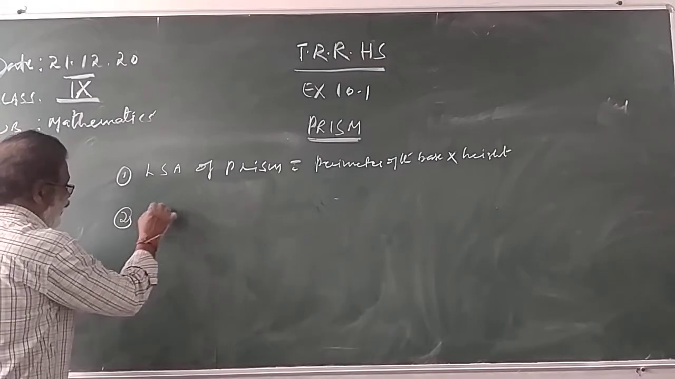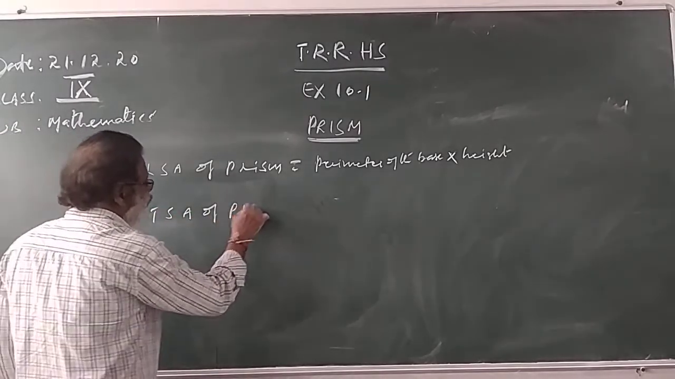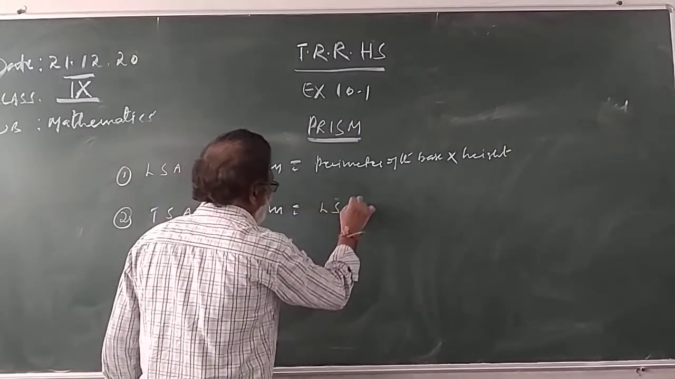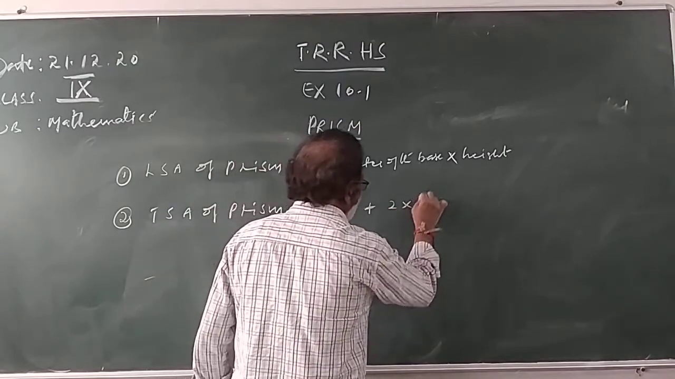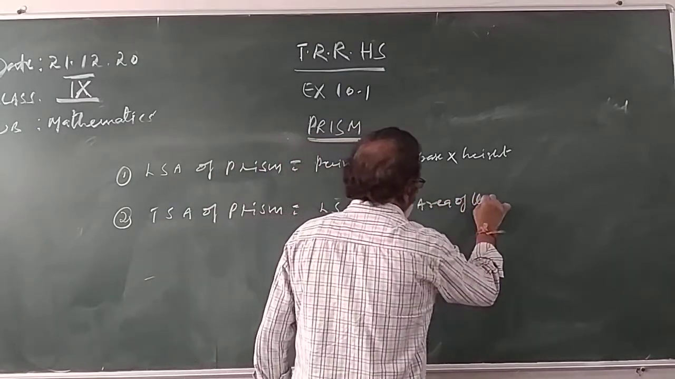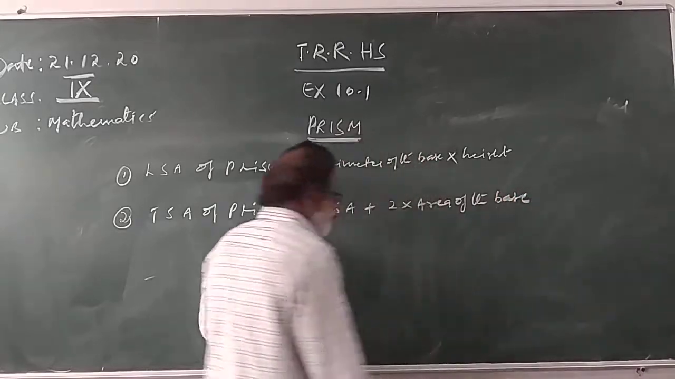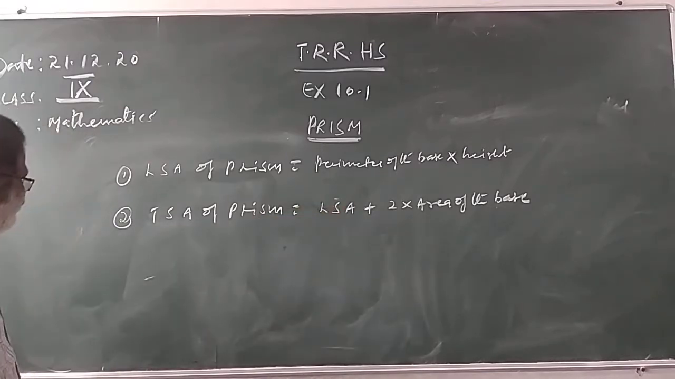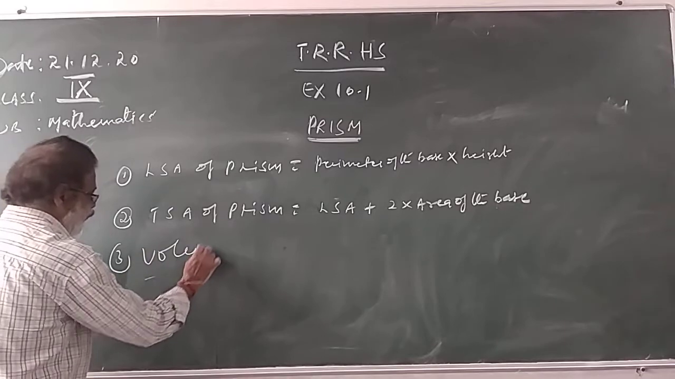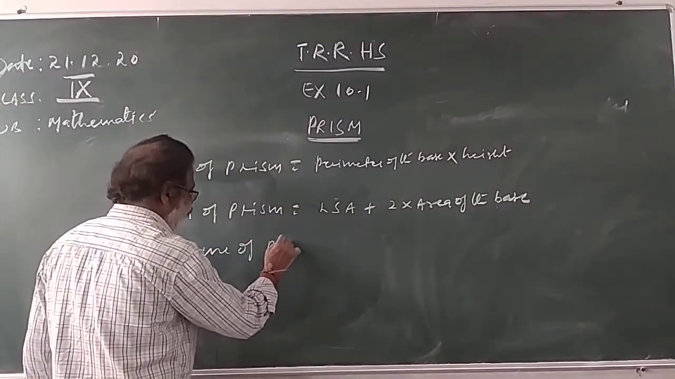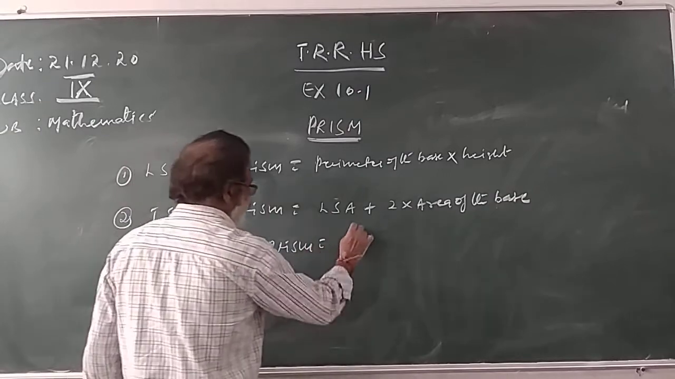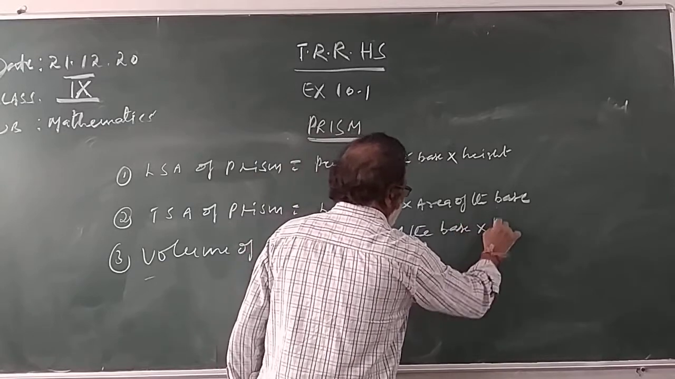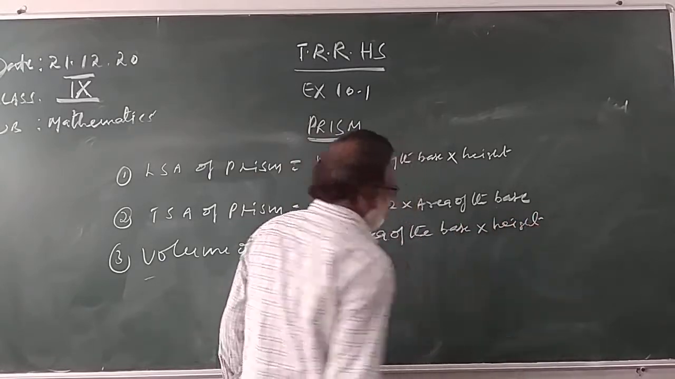Next, PSA of the prism. PSA of the prism is equal to LSA plus 2 into the area of the base. Third one, the volume of the prism. Volume of the prism is equal to the area of the base into height. You need to remember these three formulae of the prism.